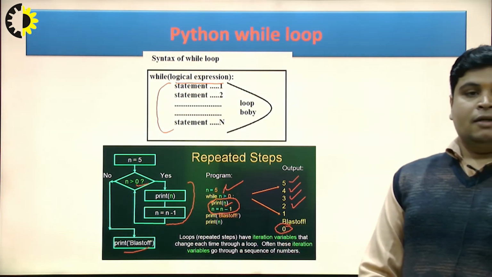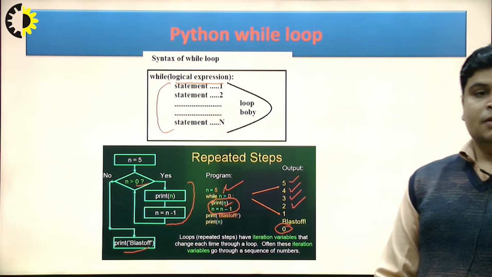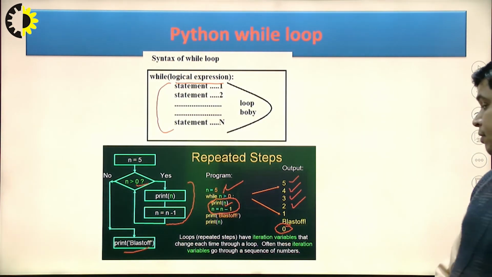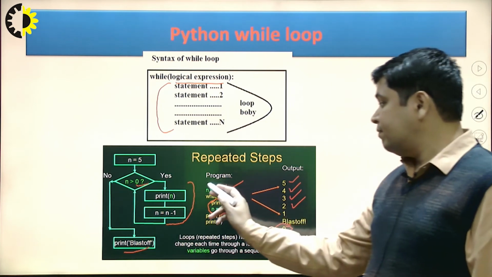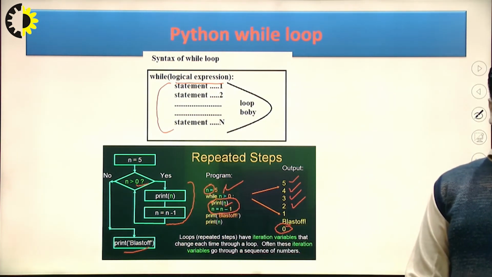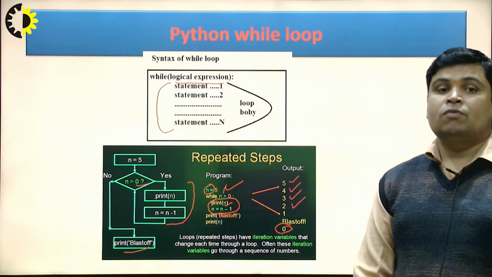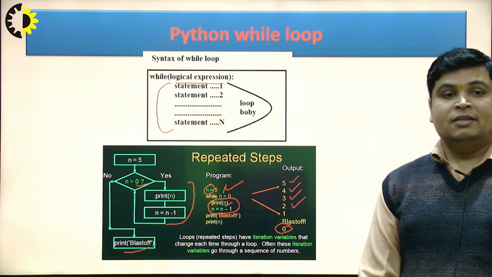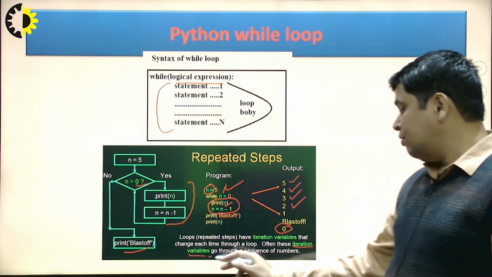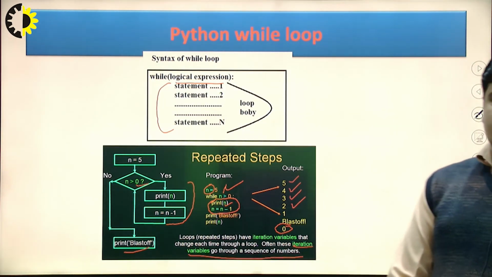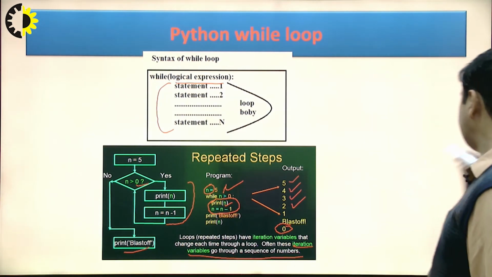Basically, a loop has an iteration variable. Who is the iteration variable? n, which starts at 5. That changes each time through the loop. Often these iteration variables go through a sequence of numbers.